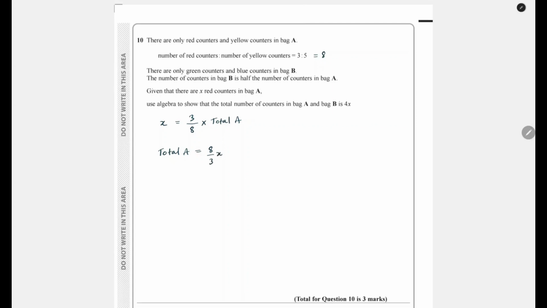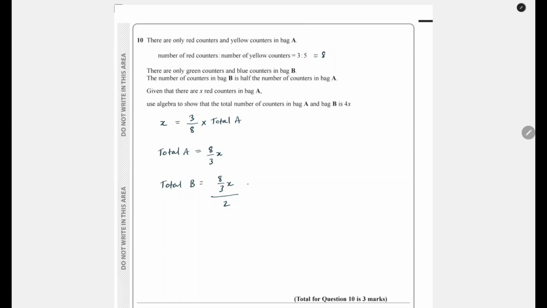8/3 x. Now in the question it says that the total number of counters in bag B is half the number of counters in bag A. And so we can say that the total of B is just the total of A, which is 8/3 x, divided by 2.